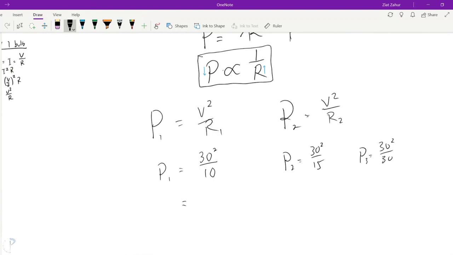Okay, so looking at the values, this is 30 times 30, that's 900. 900 divided by 10 is 90.